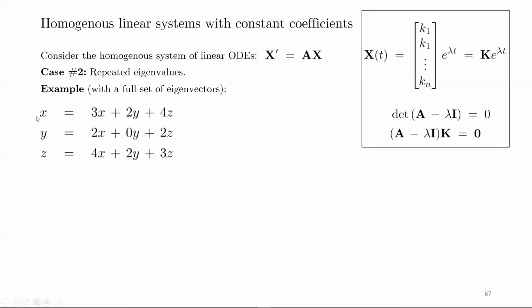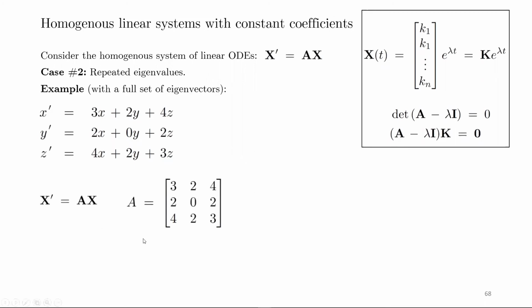Well, this should be x prime, y prime, and z prime. So let's just fix that. Okay, so I just fixed that now. So we have x prime equals some linear combination of x, y, and z. So x, y, and z, of course, are the dependent variables here. And then similarly for y and z. So we can write this system of first order linear ODEs in matrix form like so.